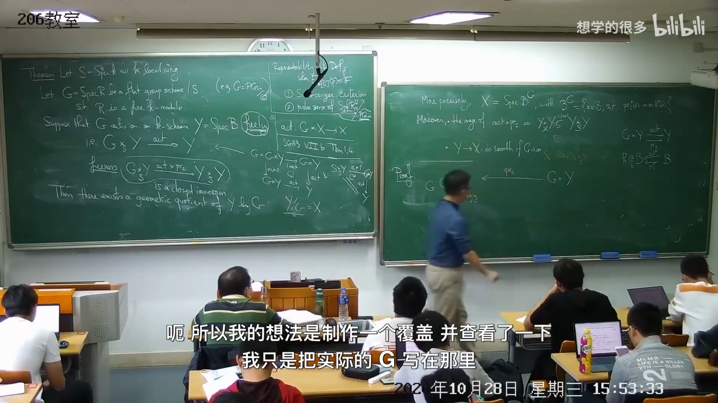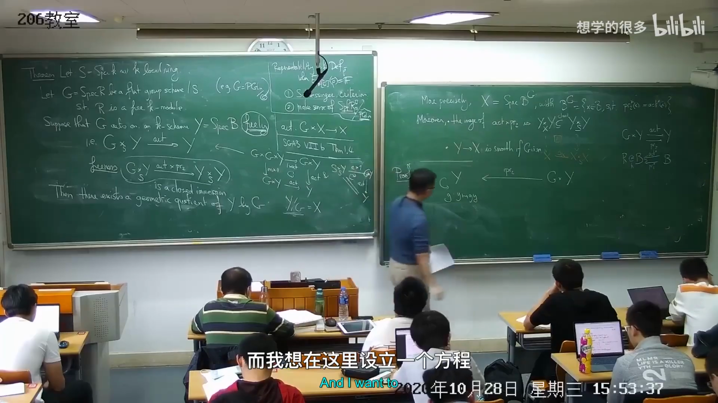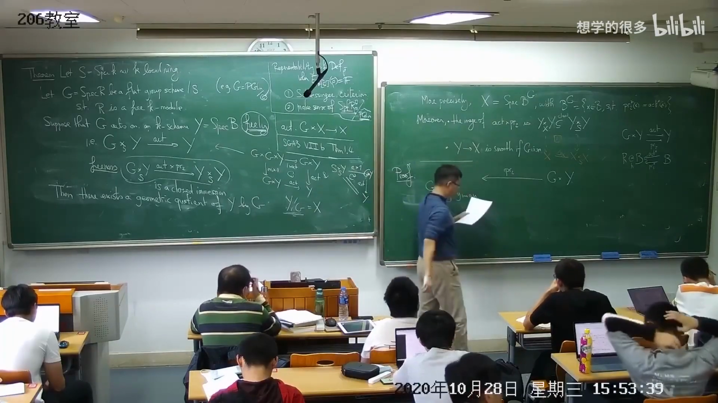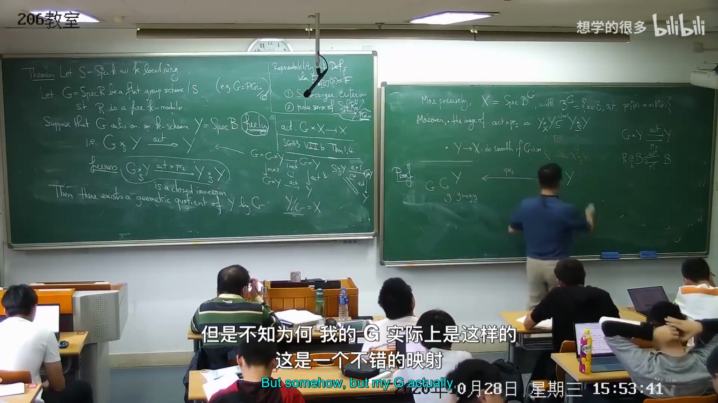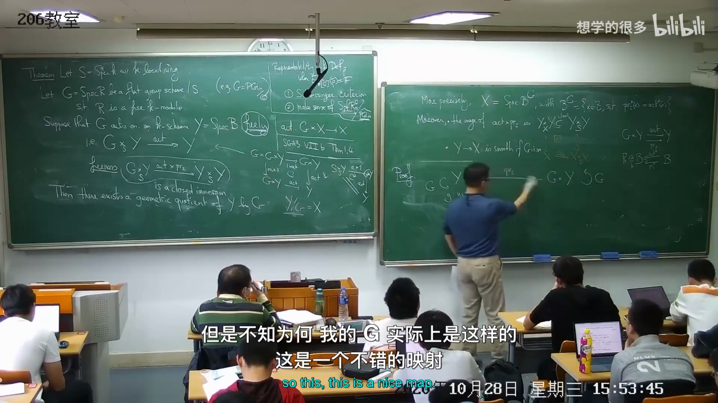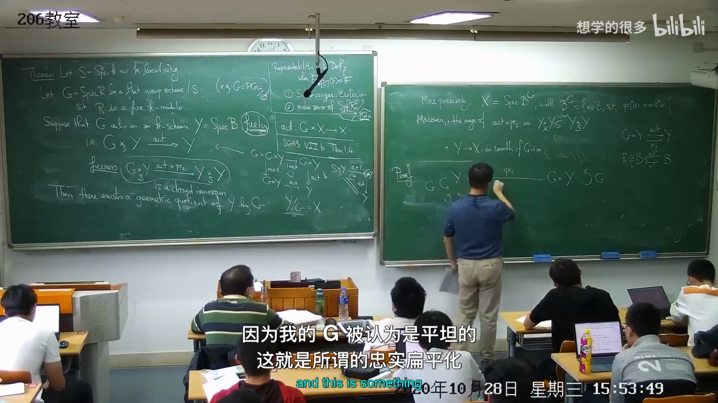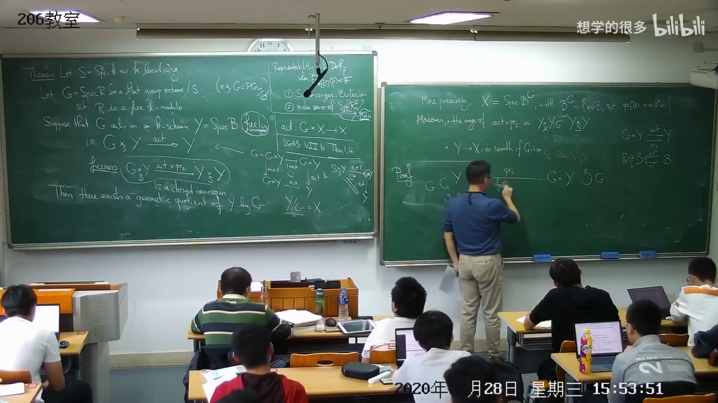I look at, I just bring the actual G there. And I want to kind of make a quotient here. But somehow, my G action, so this is a nice map. Because my G is taken to be flat, and this is something called faithfully flat.